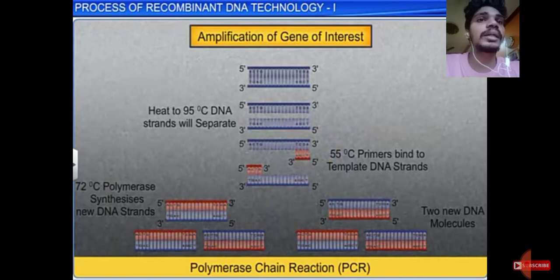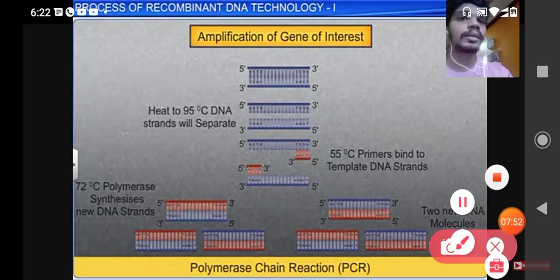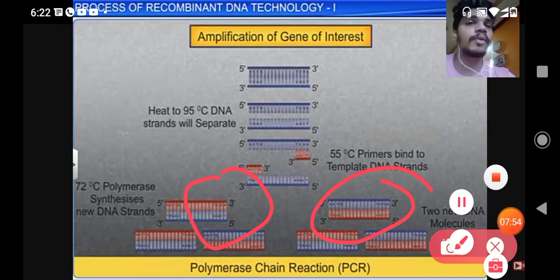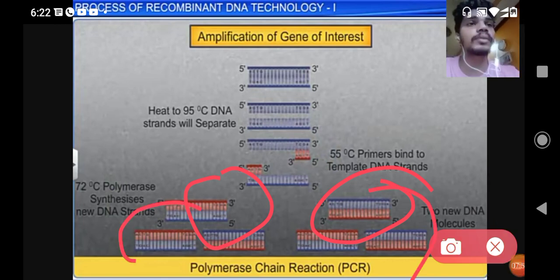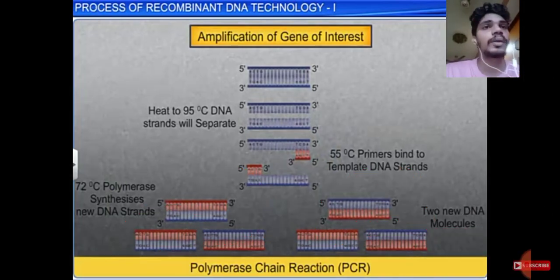See what we have done: heat at 95 degrees, then the strands separate; at 55 degrees the primer binds, so we have to add a primer which binds at 55 degrees; and at 70 degrees you have to extend. Then you can find there are two things forming, and they replicate again and again. So this is the process happening here.